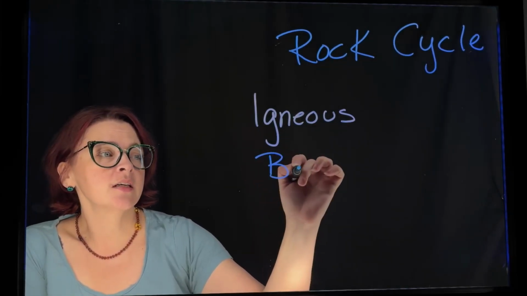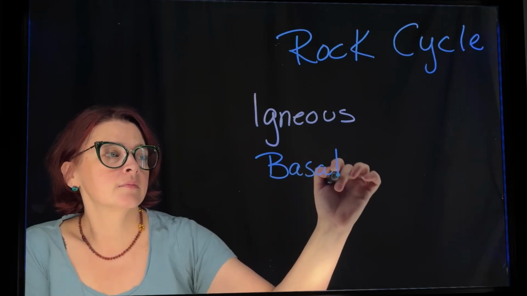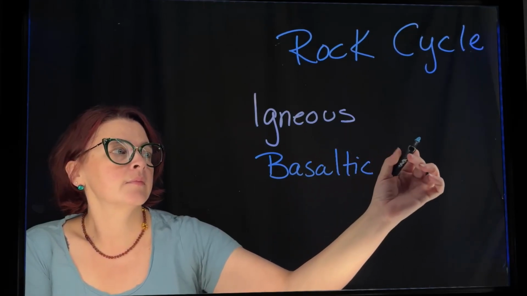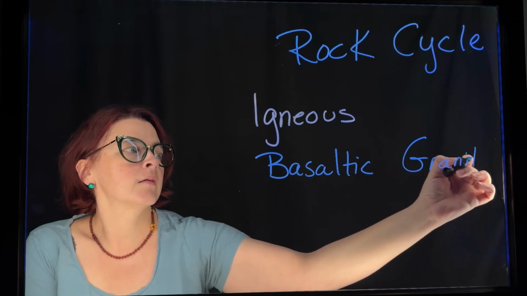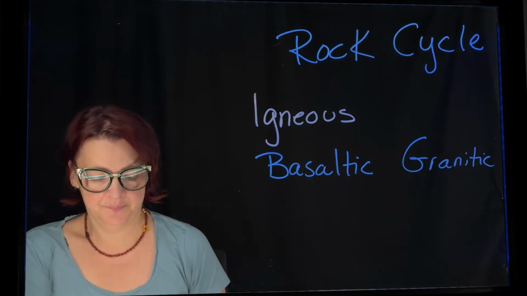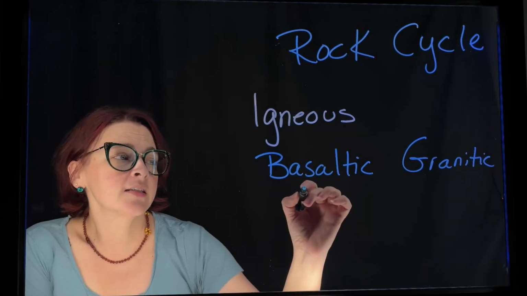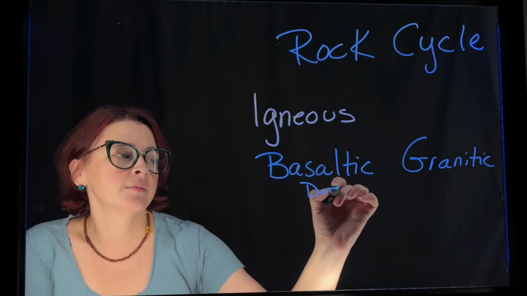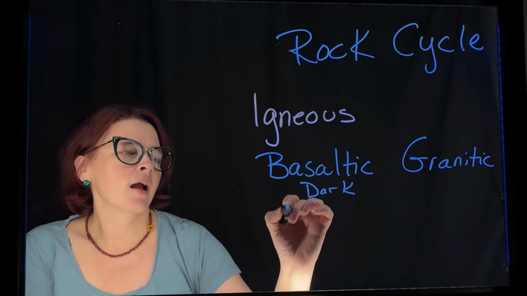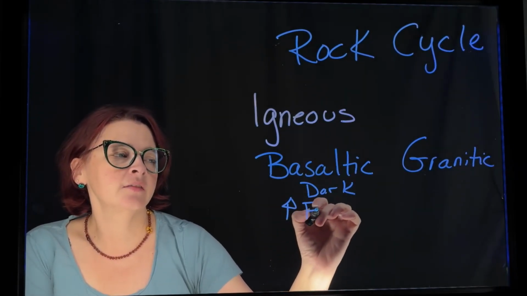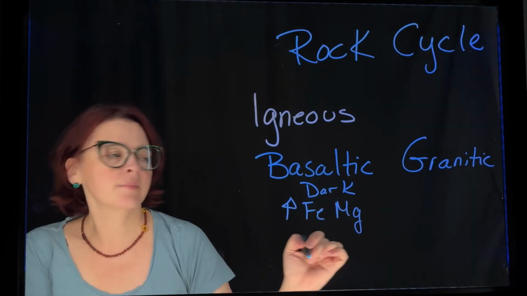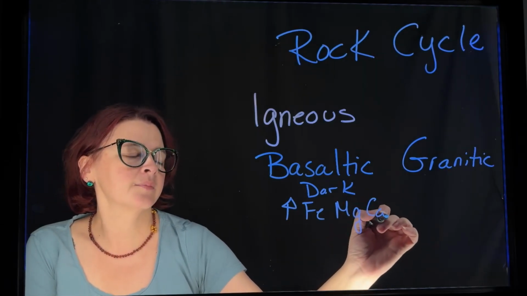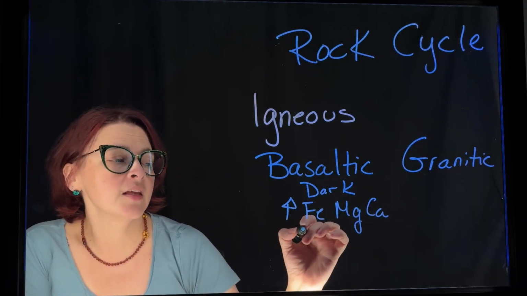We have basaltic and granitic. Basaltic rock tends to be dark in color, high in iron, magnesium, and calcium, and forms a lot of the oceanic crust.